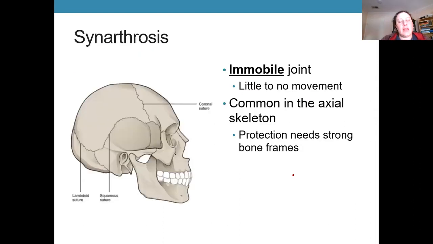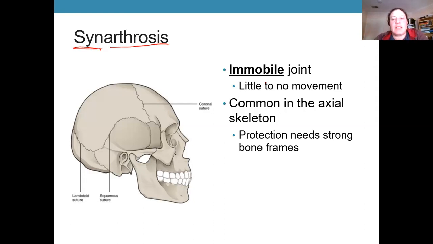So when we look at a functional classification, the first one on the list is a Synarthrosis. Arthrosis refers to joint, and syn means with or the same. So these are joints with no movement. So we call them immobile joints.